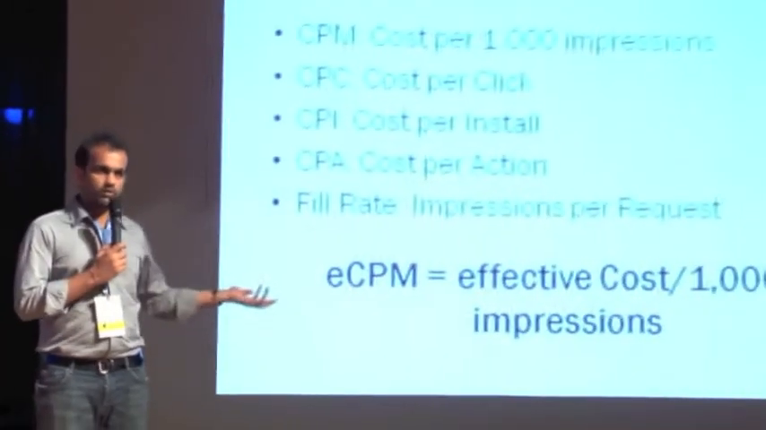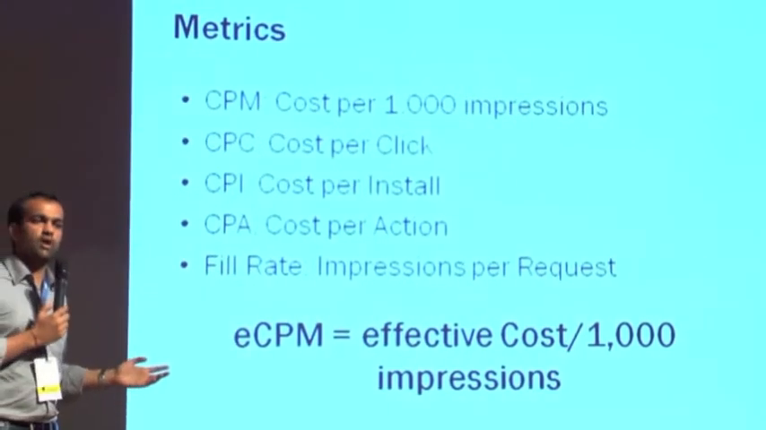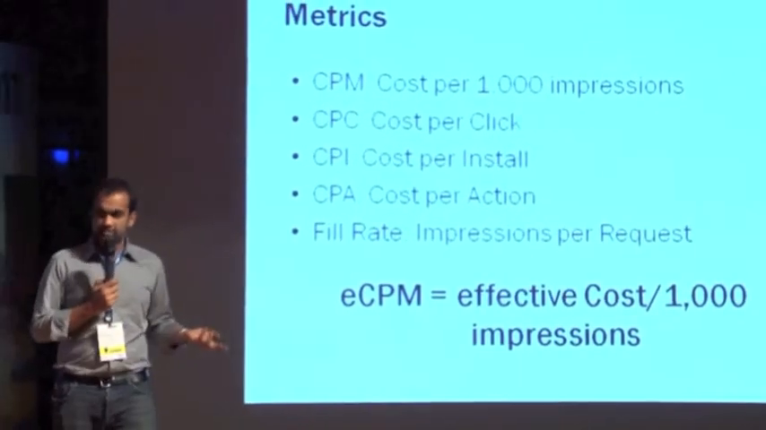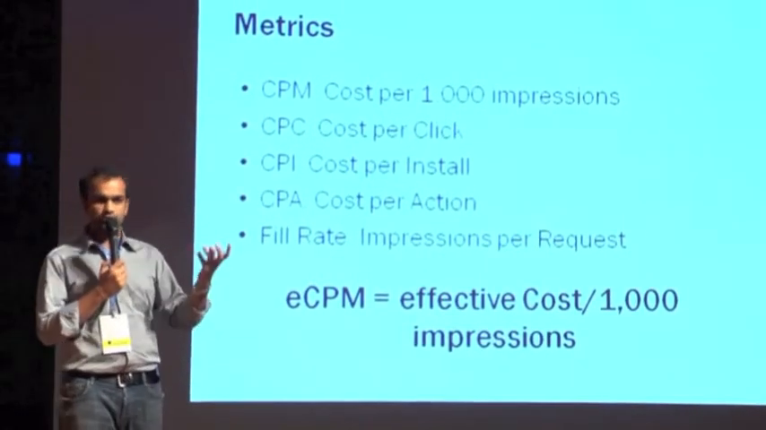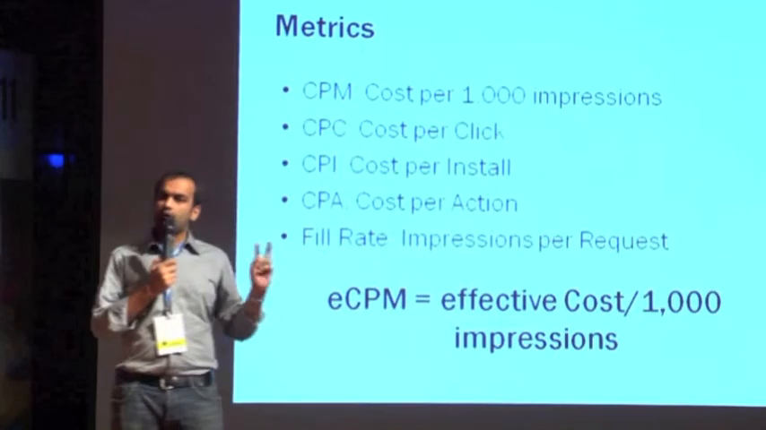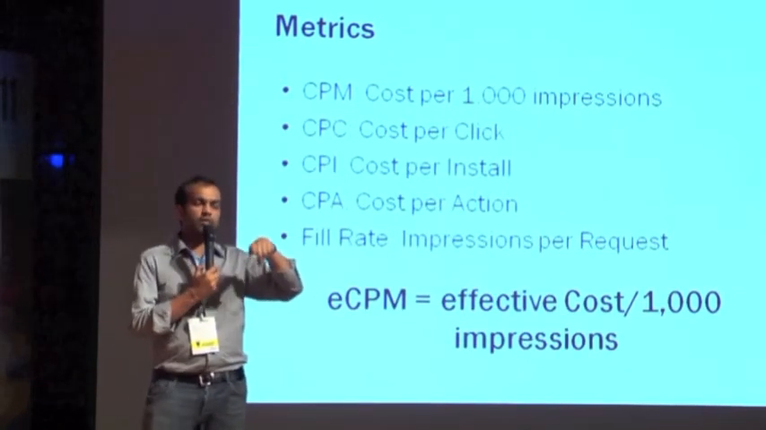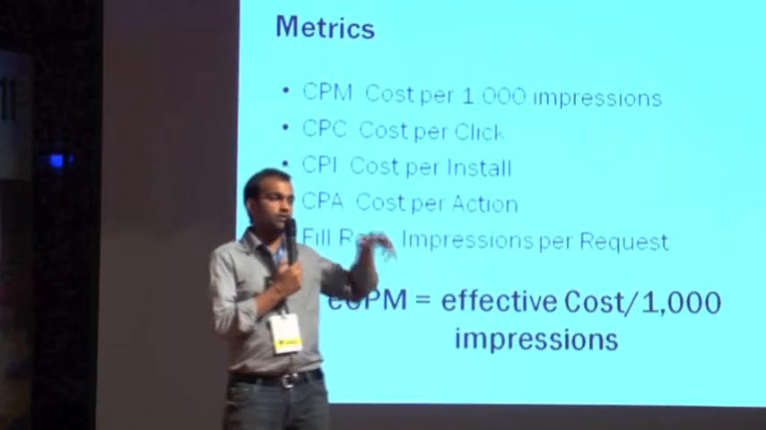So, the common metrics we talk about in mobile advertising. CPM comes from the online world, and it is the most common metric we discuss on mobile also. Cost per 1,000 impressions means, for every 1,000 impressions you show inside your app, how much money you make. CPC, cost per click, means for every ad that is clicked inside your app, how much money you make. CPI, cost per install, is more of a newer, mobile-only metric. Certain ad providers allow you to monetize by promoting other apps, and they pay you per install, which means you, the publisher, get paid when the user installs the other app.